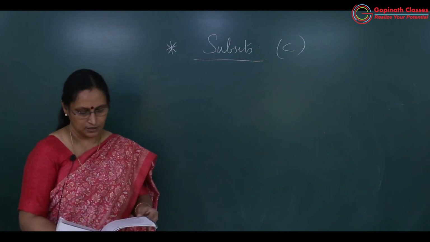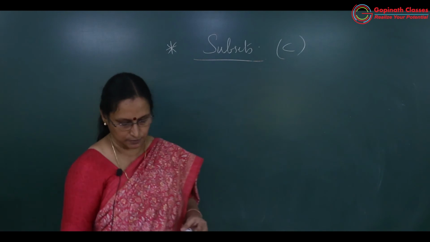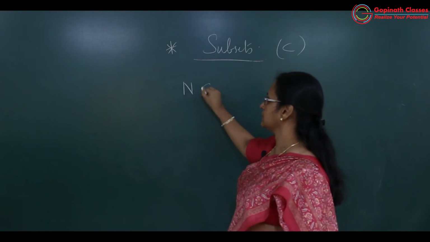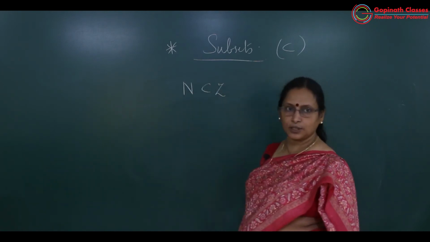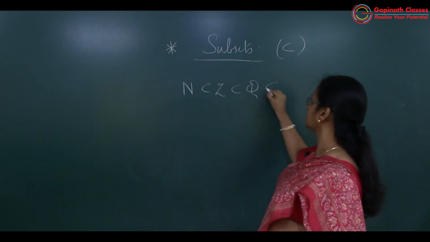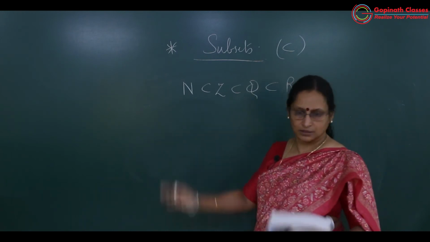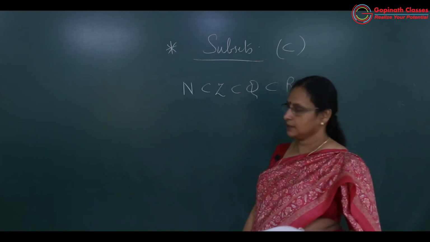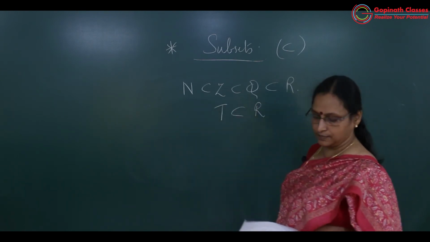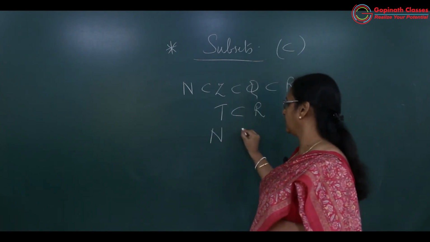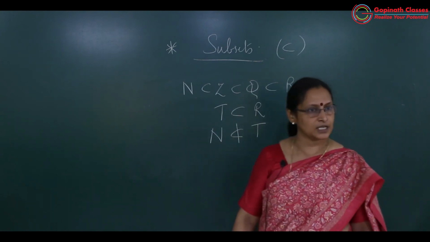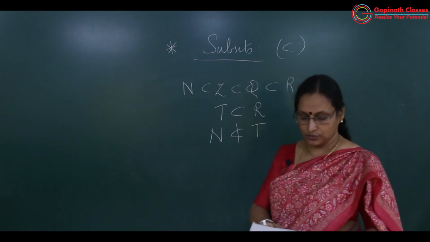Next concept is subsets of a real number. You can see in the textbook, you know, natural number is a subset of integers. Integers के अंदर natural numbers है, and integers are a subset of rational numbers, and rational numbers are subset of real numbers. So these are all subsets, है ना? Then T means irrational number. This is also subset of R. And I can say natural numbers is not a subset of T. Natural number is not a subset of irrational numbers. So these are about real numbers.